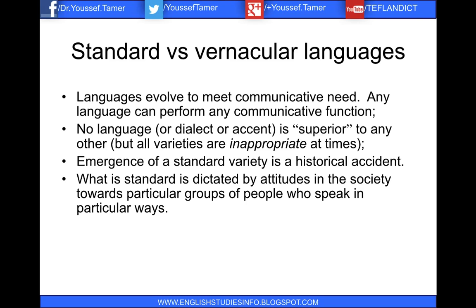The emergence of a standard variety is a historical accident, okay? Let's take the example of French, for instance. At some point in time, they decided, yes, we want a national language. What is the one we're going to choose? It is the one that is strong, so let's choose it, standardize it, codify it, and make it our national language. The same thing for Hindi, for instance. For India, after independence, they chose Hindi to become the national language. So that's what we mean here by the emergence of a standard variety being a historical incident.